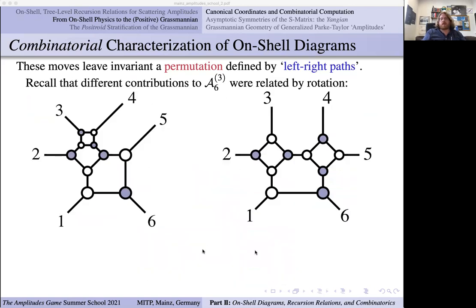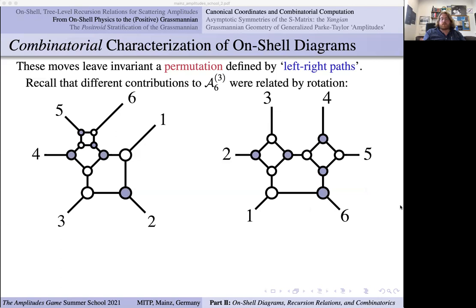And this is how, remember that I told you just a few slides ago, that the on-shell function attached to this diagram and the one for this diagram were almost the same, up to a rotation of labels. And so more concretely, the claim is that this on-shell function and this on-shell function are related by moves, by equivalence relations.